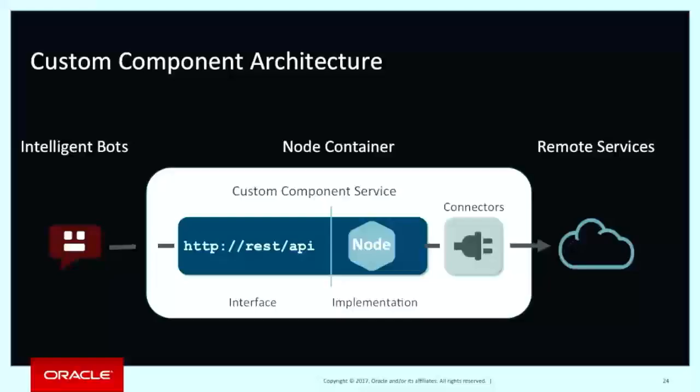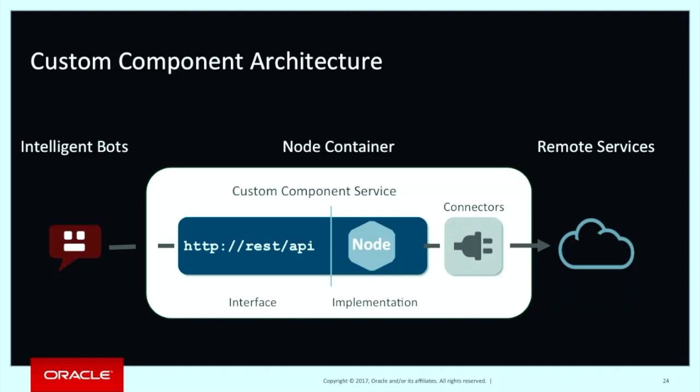So how does it work? As soon as a state is reached in the conversation that calls out to a custom component, the intelligent chatbot will issue a REST call. This REST call could go anywhere on the internet, so your components don't necessarily need to reside on the same cloud or host as the chatbot. In our example on the slide, the implementation logic of the custom component would be written in Node, which is very common these days.